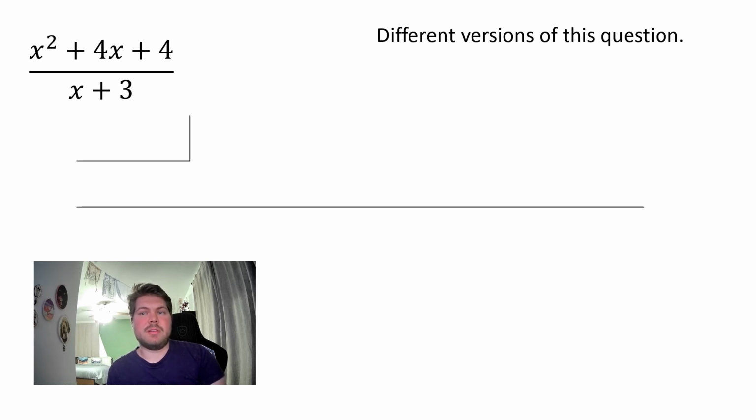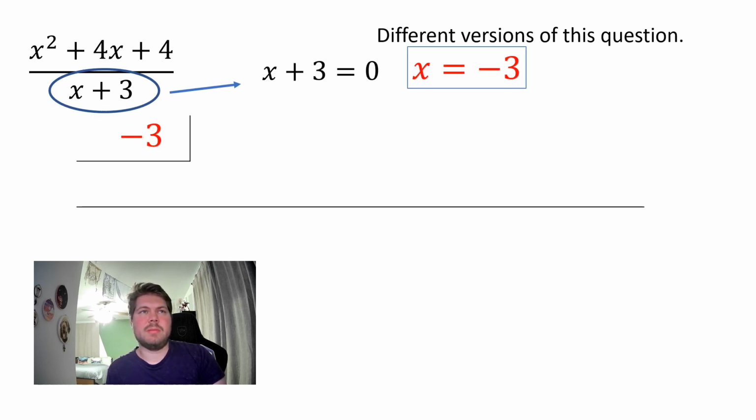All right, there's going to be 2 for this one, but this is going to be our last one for this. So what makes x plus 3 equal 0? It's going to be -3. So we'll put -3 in the box and bring our coefficients down, which is 1, 4, and 4.